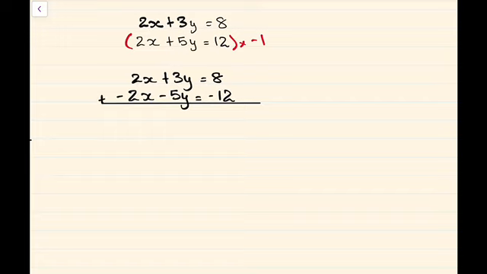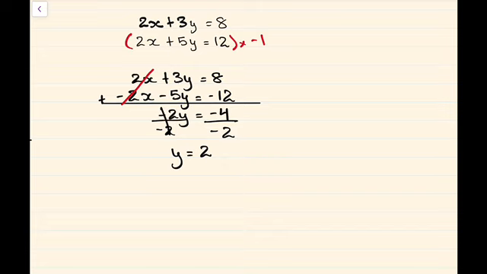So 2x minus 2x is just going to give us a 0. So we cancel those out. And now we have 3y minus 5y is -2y. And then we have 8 minus 12 is a -4. Alright, so now we're just going to solve for y by dividing by -2 on both sides. So then y is going to be equal to +2.